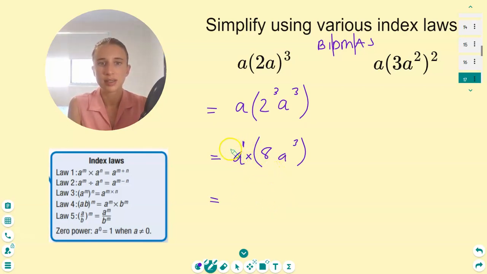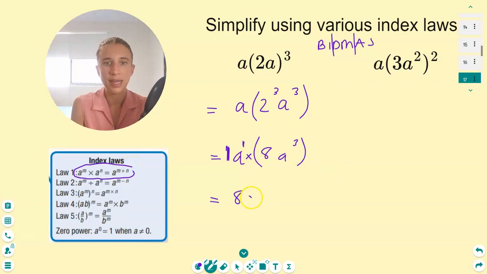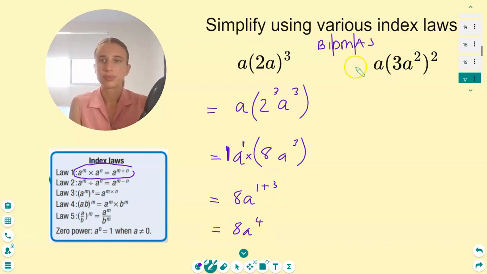Expanding this, we've also got that. So it's 1a to the 1. 1 times 8 is 8. A to the 1 times a to the 3: timesing, add the powers. 8a to the 4.